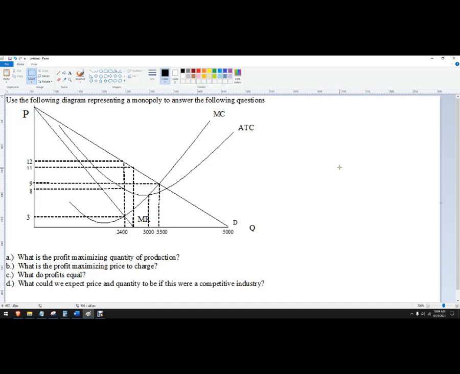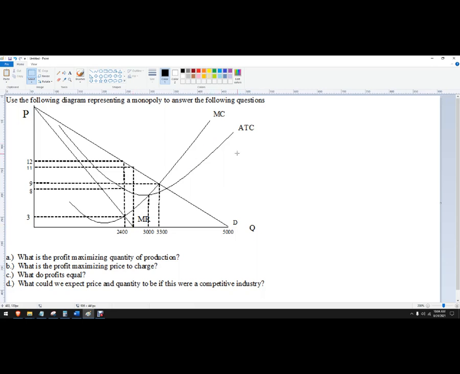Hello, let's do this Monopoly problem. And we've got a Monopoly graph. How do I know it's a Monopoly graph? Well, it's got a downward sloping demand curve. The marginal revenue is inside that demand curve.